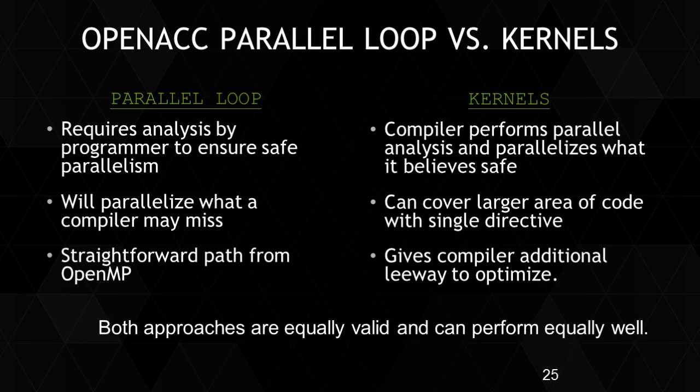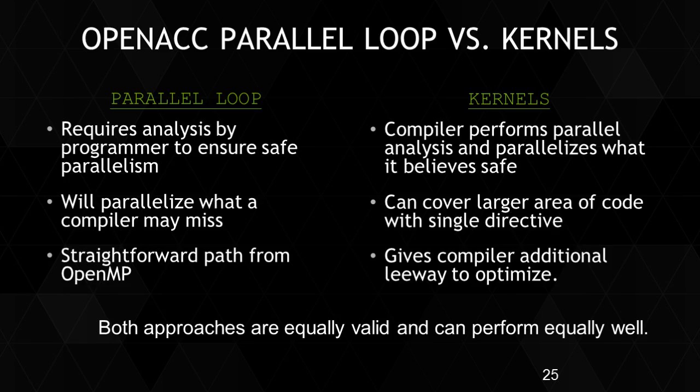The kernels directive really relies on the compiler to perform the parallel analysis, and it will do what it believes is safe. The compiler can't afford to be wrong, and so if it thinks it might not be safe to parallelize the loop, it's going to skip that loop. One thing you can do is, if you start with kernels, sometimes parallel loop is something you can fall back to, to force the compiler to recognize that this is a place you want to accelerate. What's really nice about kernels is if you've not done any parallel programming before, it's much simpler because the compiler is doing the analysis, and it also allows you to cover more of your code all at once.